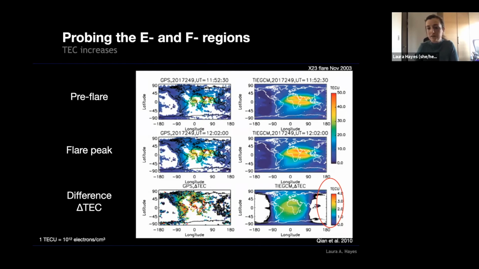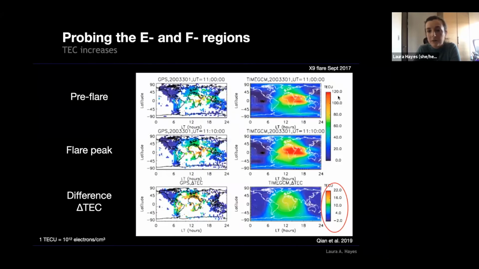And I guess just something to note, if we're looking at the delta TEC, it increases by 4. That's not really that much if we're talking about orders of magnitude increase in the D region, which I talked about. So while it does really affect these upper regions, it's not hugely dramatic. And this TEC unit is around 10^12 electrons per centimeter cubed. And similarly, this is for this X9 flare.